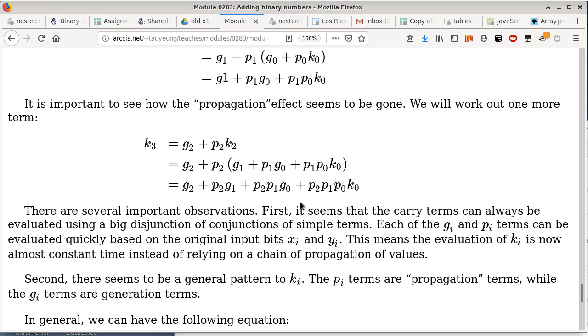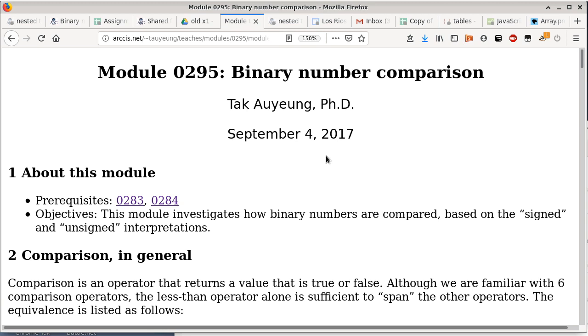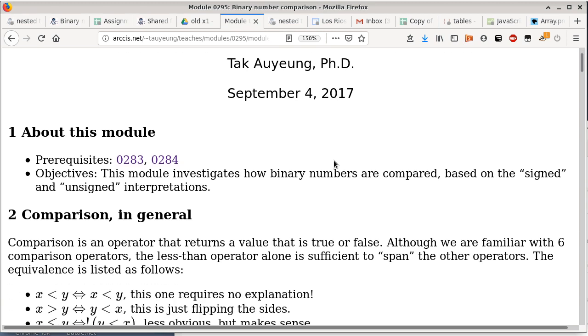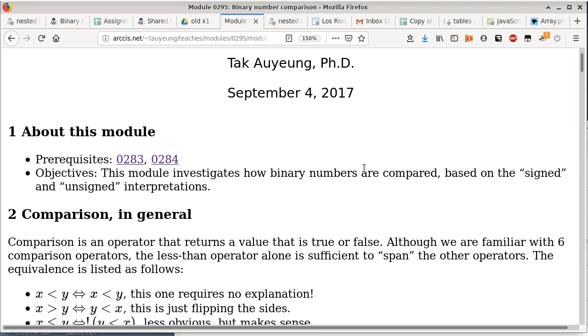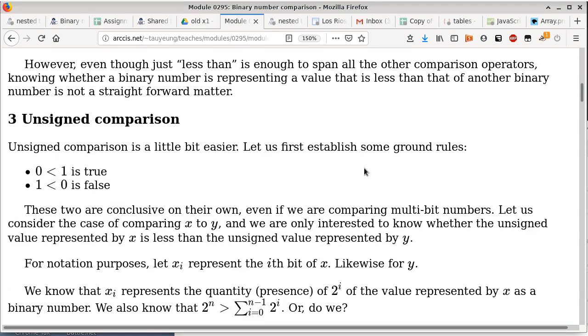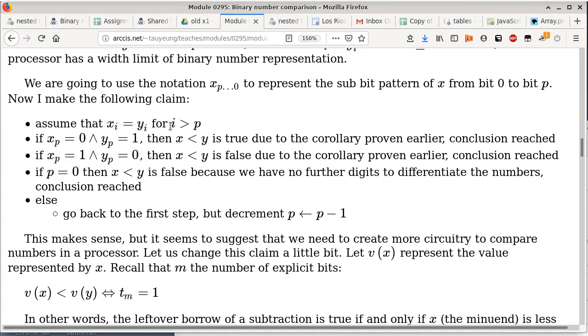Okay, so let me get to the section first. Which module? 0295, binary number comparison. I don't think it mentions P and G in here. P and I, like P and I as a subscript index in the unsigned comparison section. Unsigned comparison, you mean here? Okay. So this proof is informal.